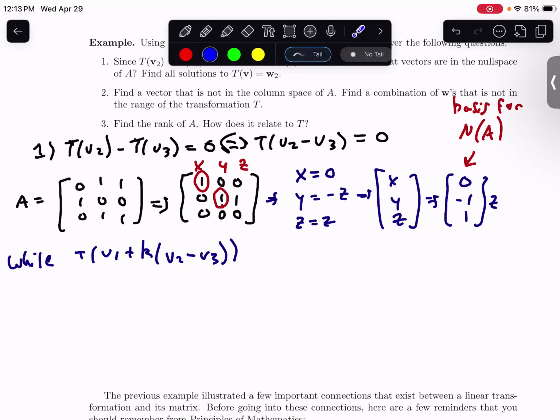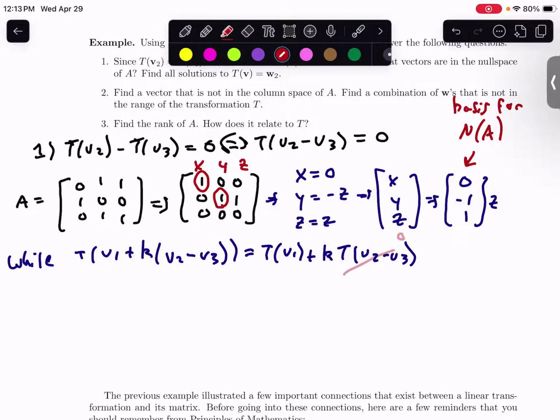Right, if I were to apply this linear transformation to what I have written here, this would be equal to T of V1 plus K times T applied to V2 minus V3. We know this part is going to go to 0 from what I have written up here. And so this will just be equal to T of V1, which is equal to W2 based on how we define the linear transformation in the first place.